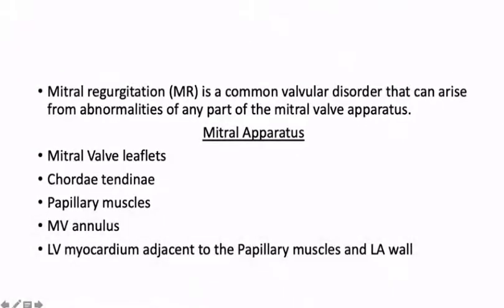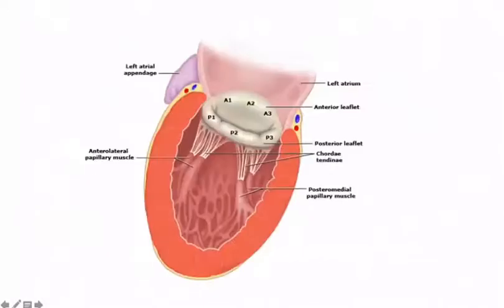The mitral valve apparatus mainly consists of the mitral valve leaflets, that is the anterior mitral leaflet and posterior mitral leaflet, with the commissures. Any abnormality in the chordae tendineae can lead to regurgitation, or any abnormality in the papillary muscles. We have two papillary muscles in the mitral valve, the anterolateral papillary muscle and the posteromedial papillary muscle. Adjacent abnormality in the left atrium or in the LV can also lead to mitral valve regurgitation.